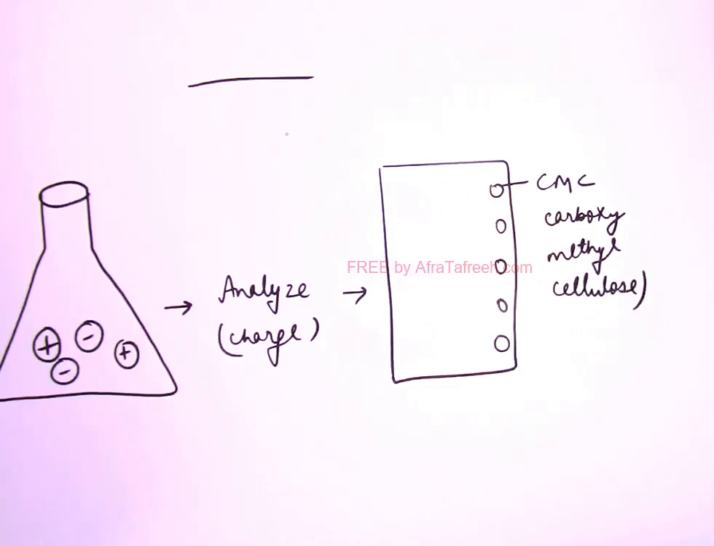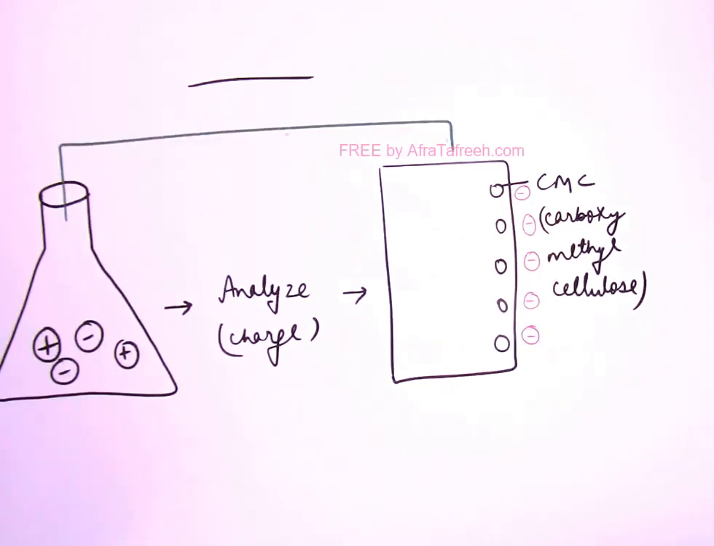Carboxy means negative charge, amino means positive charge. This I told you in basics. So carboxy is negative charge. So we have negative charge in the column. Now we will pour the mixture on the top of this column.